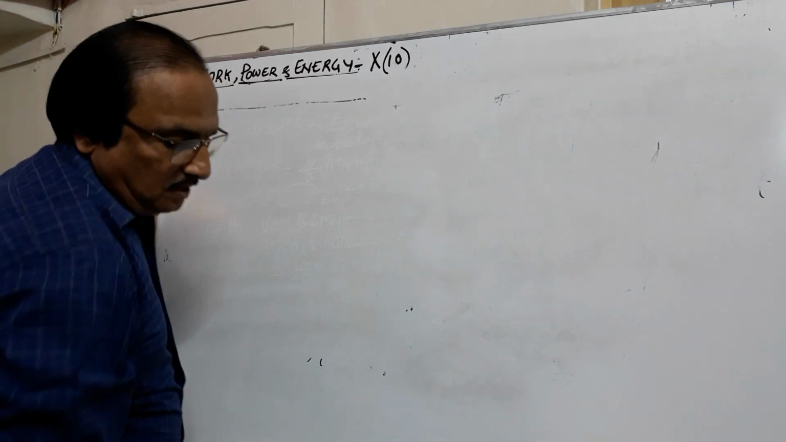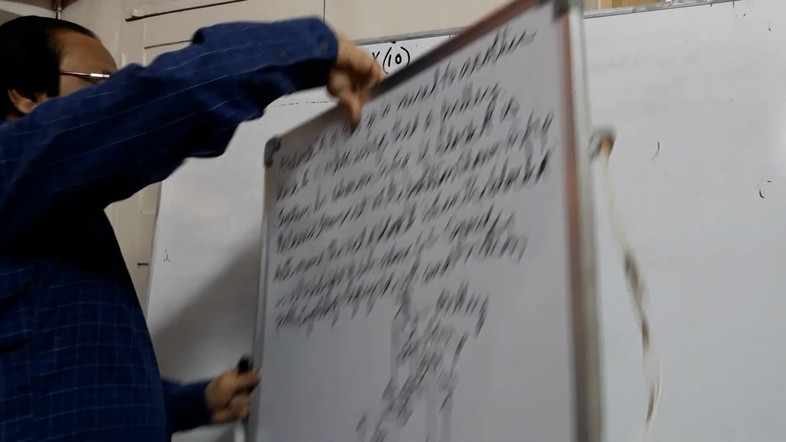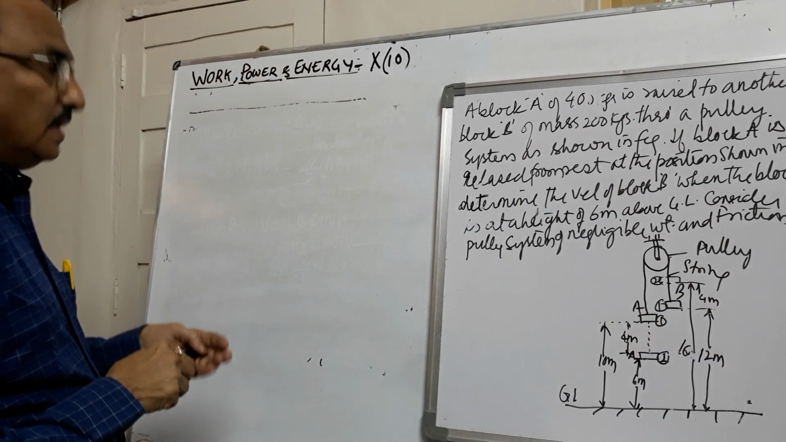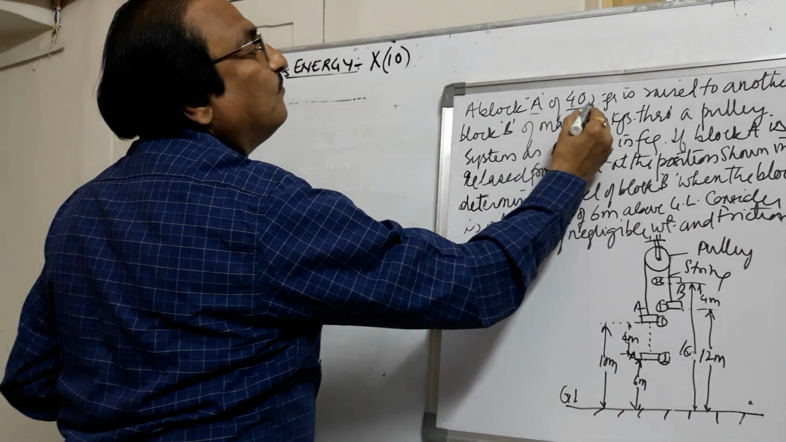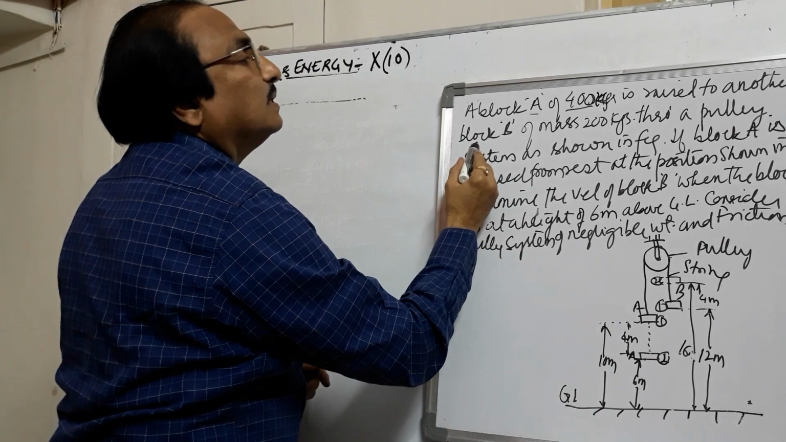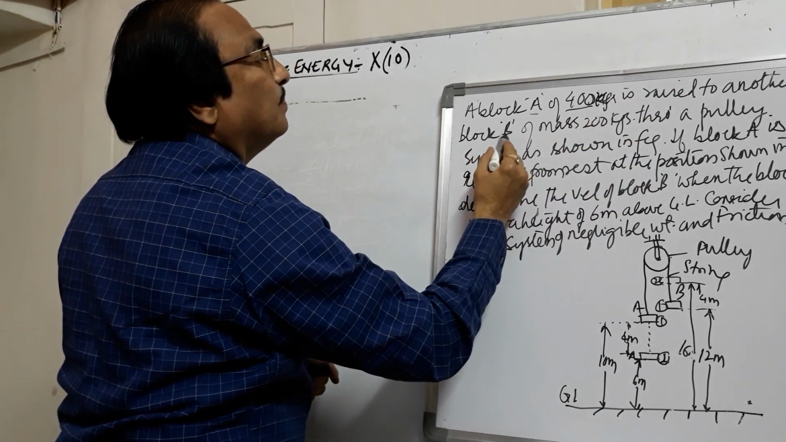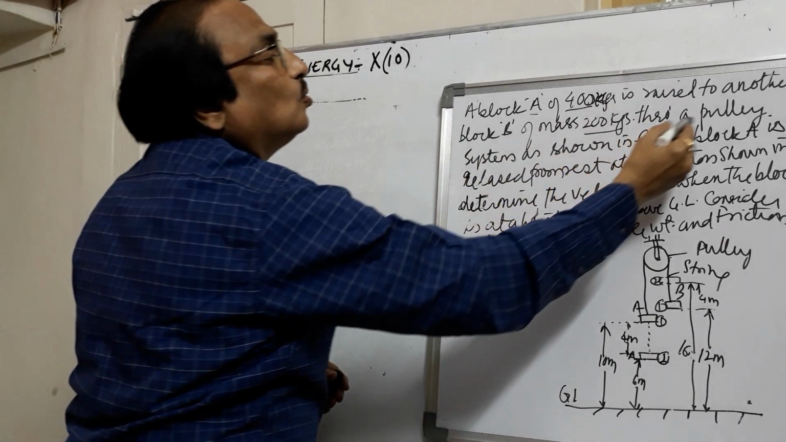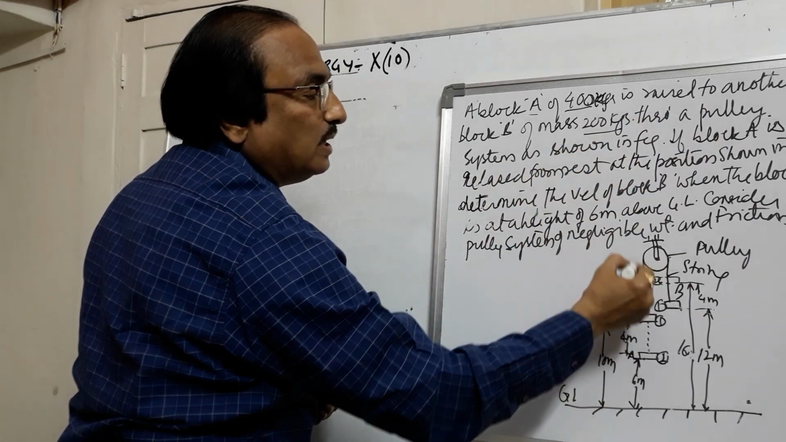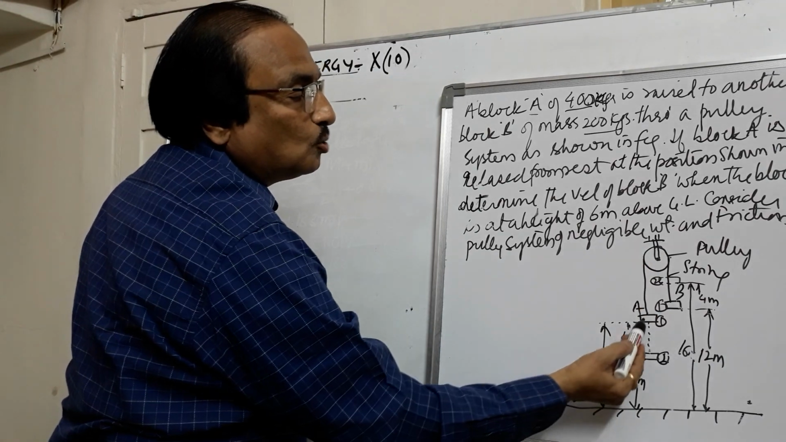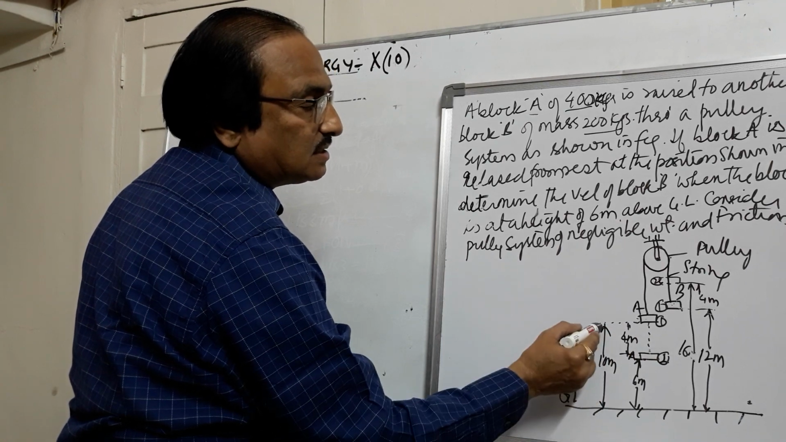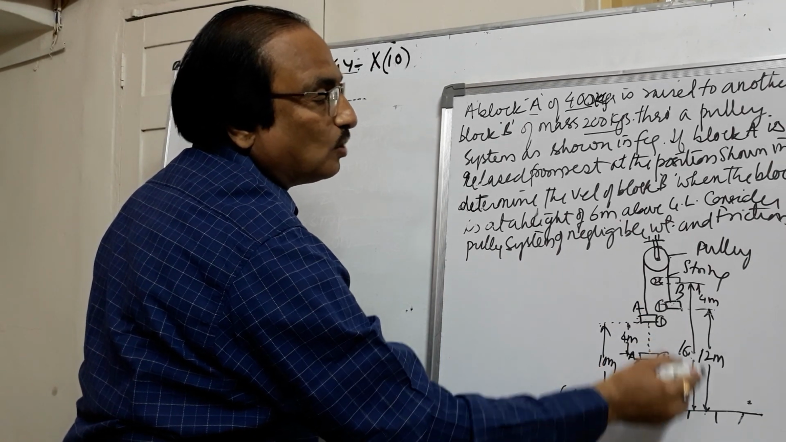Let's see another example on the law of conservation of energy. Now here this is the problem. A block A of 400 kg is raised to another block B of mass 200 kg through a pulley system as shown in figure. So this is a figure, this is a pulley, a string is passing around here, two blocks are connected, one is A and another is B. This A is at a height of 10 meters and this B is at a height of 12 meters.